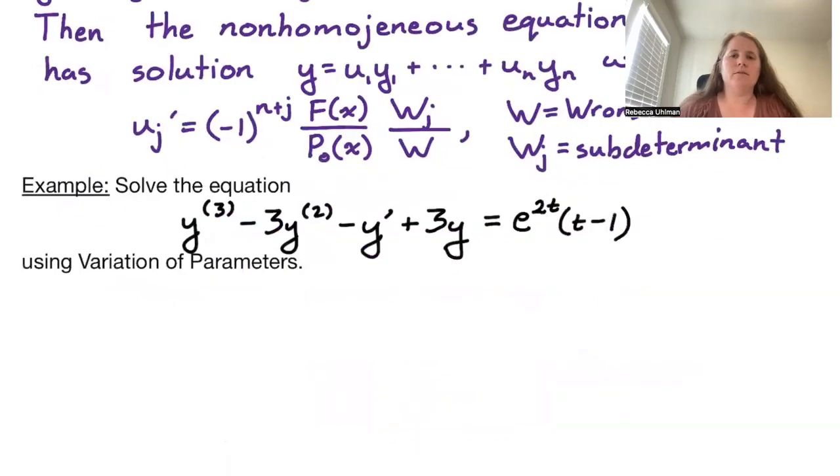So for example, let's go ahead and solve the equation, third derivative of y minus 3 times the second derivative minus y prime plus 3y is equal to e to the 2t times t minus 1, using this variation of parameters technique. So the first thing we need to do is find the homogeneous solution.